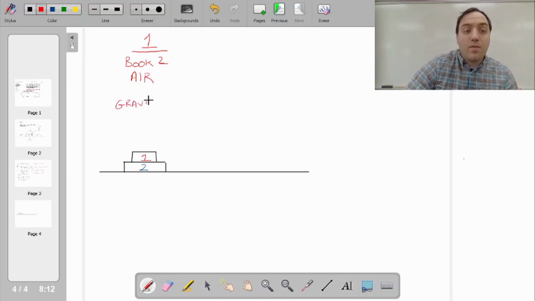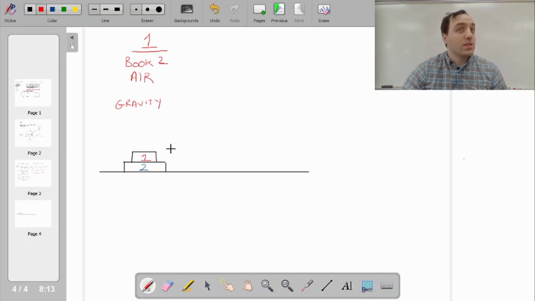When we talk about what forces might be interacting on an object, they fall into two categories. Things that directly touch, which are called contact forces, and then things that work at a distance. We call those field forces. The only one we're going to focus on right now for field forces is gravity. We'll add more later.